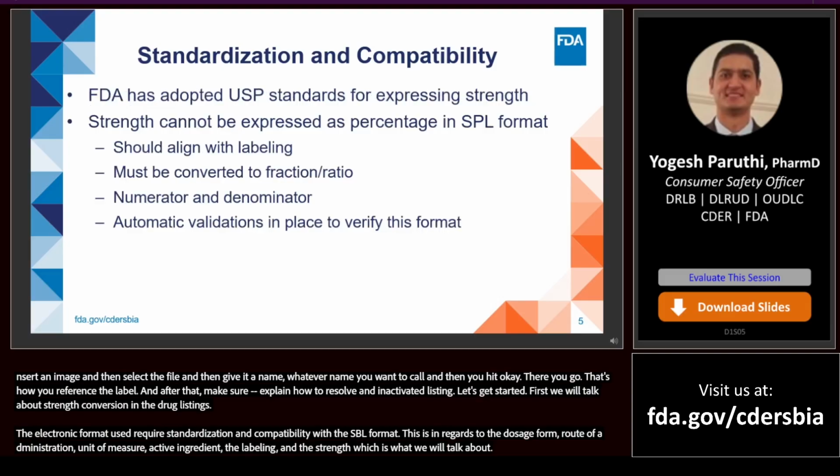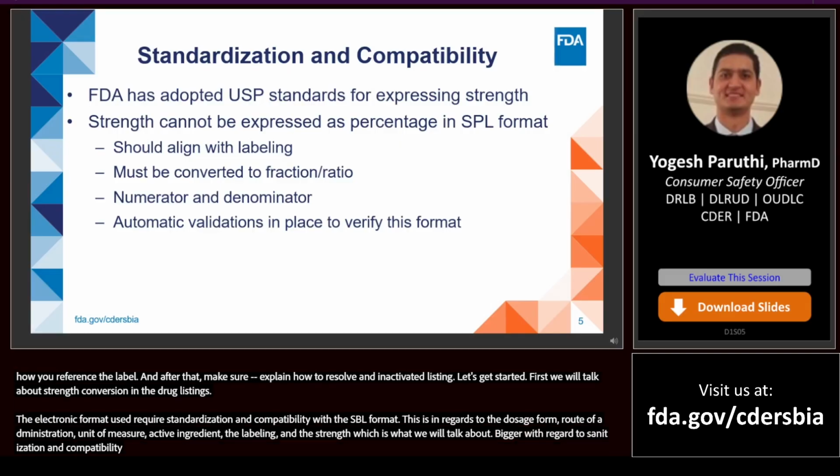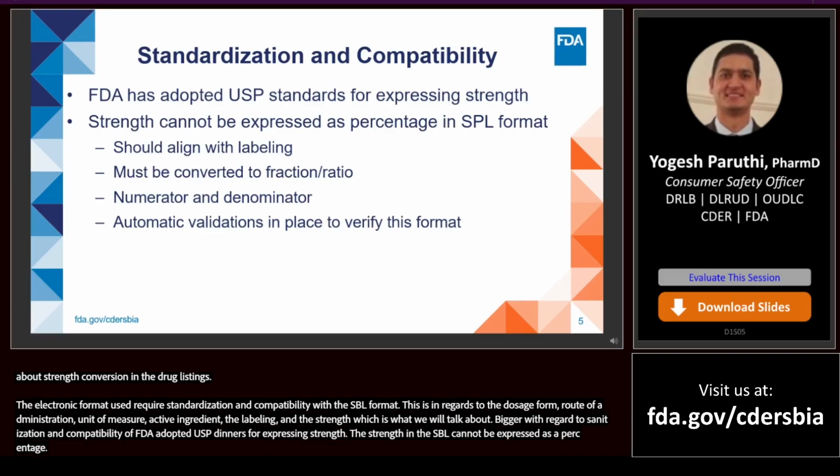With regards to standardization and compatibility, FDA has adopted the USP standards for expressing strength. The strength in the SPL cannot be expressed as a percentage. So when converting the strength on the labeling to the SPL, please make sure that the strength aligns with the labeling provided. It must be in a fraction ratio format.